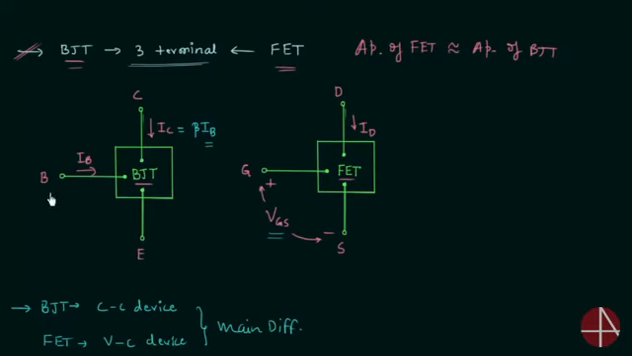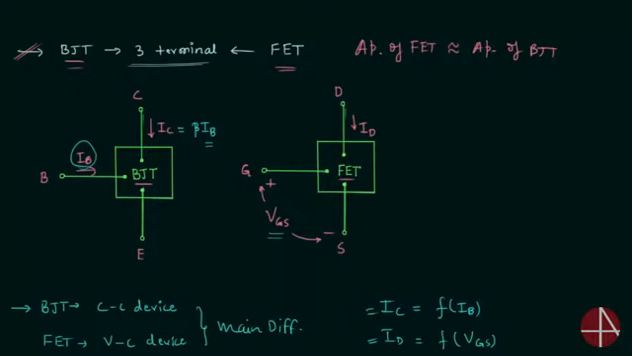IC is a function of input current IB. On the other hand, in case of FET, current ID is the function of voltage VGS. And you can see in both the cases, the output currents are the functions of input parameters. So we can say that the output currents in both the cases are controlled by parameters of input circuit. VGS is the input voltage in case of FET, and IB is the input current in case of BJT.